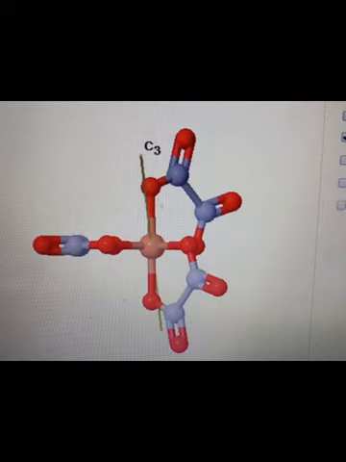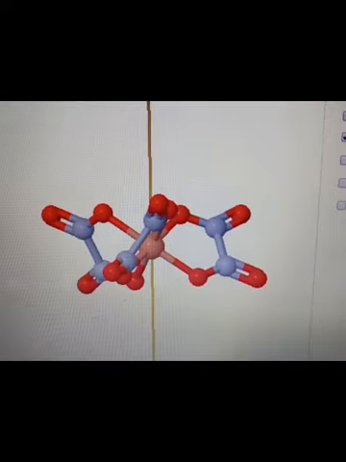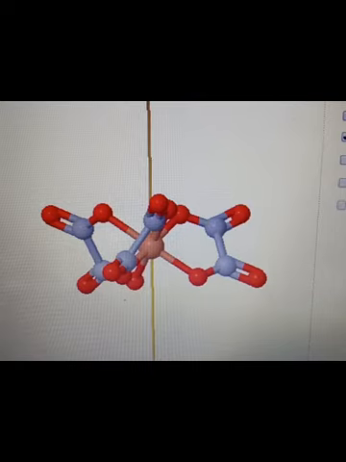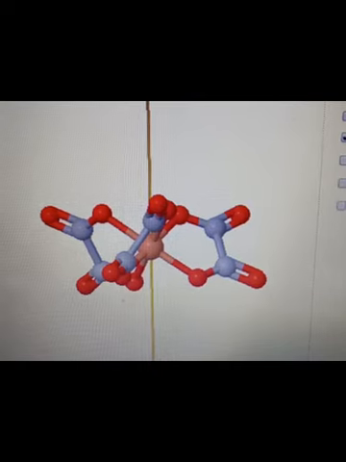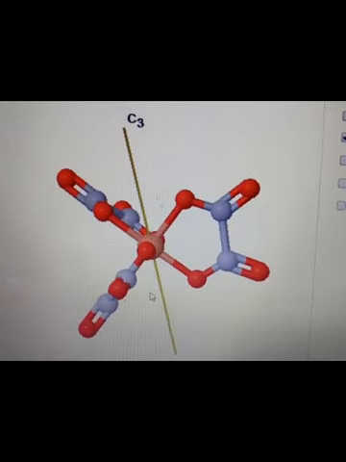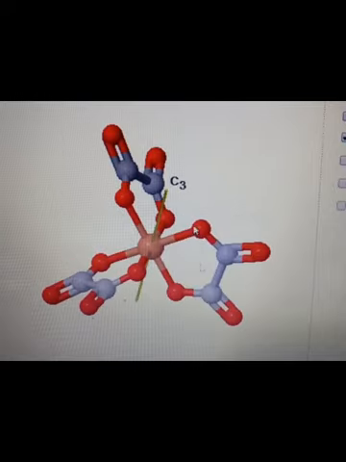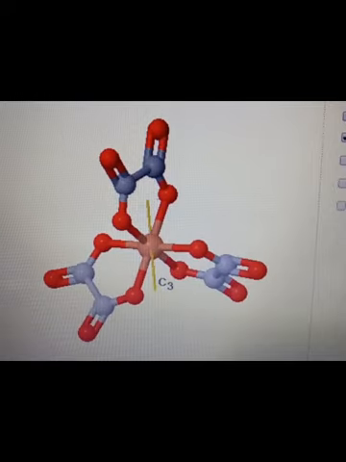You can just see it in another view. So this is how the rotation is taking place. So this is how the C3 rotational axis of symmetry exists in the case of the tris oxalato iron 3 complex. So this is a C3.